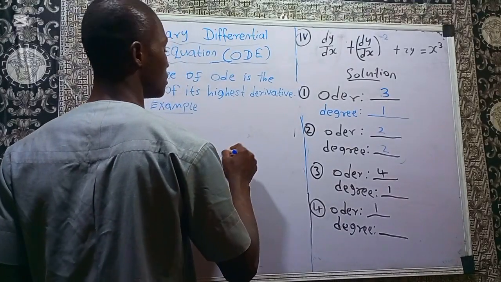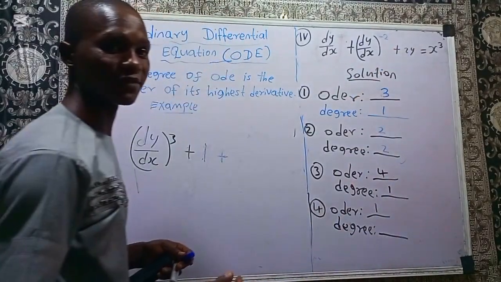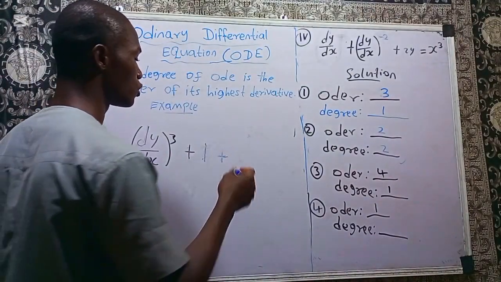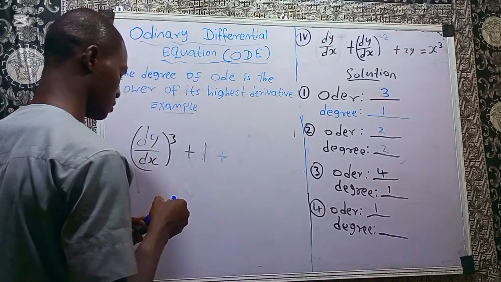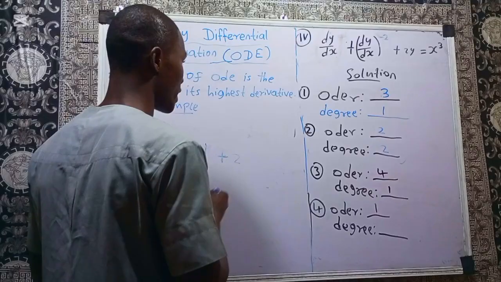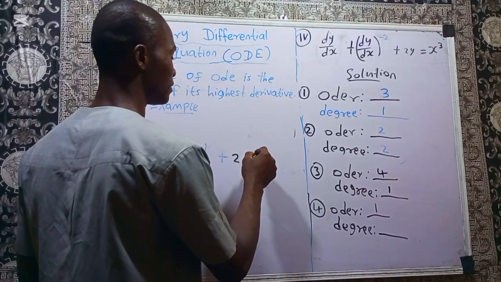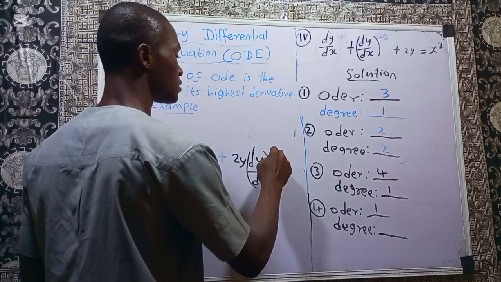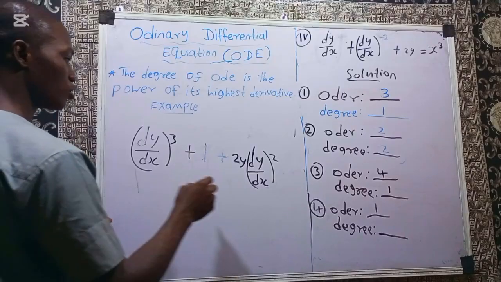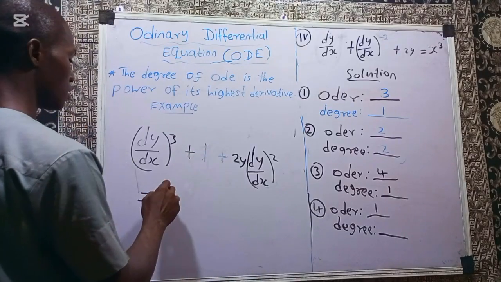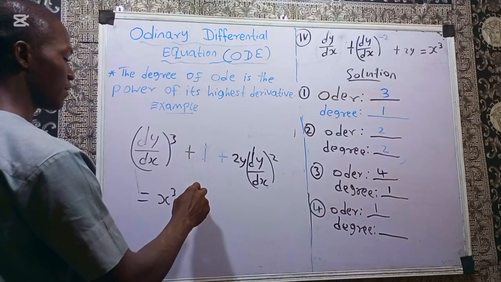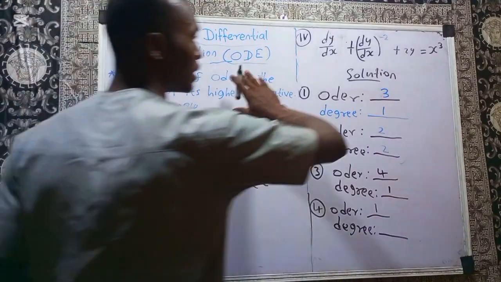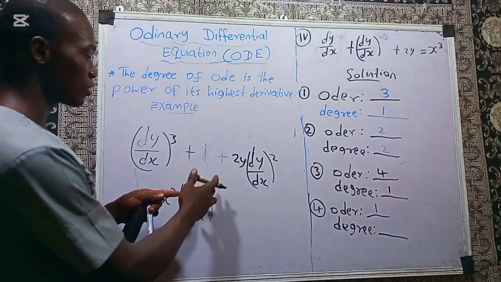The next one is plus 2y multiplied by the first derivative of y with respect to x all raised to power 2, right? Which is equal to x raised to power 3 multiplied by the first derivative of y with respect to x all raised to power 2. With this we have multiplied everything by the first derivative of y with respect to x all raised to power 2.